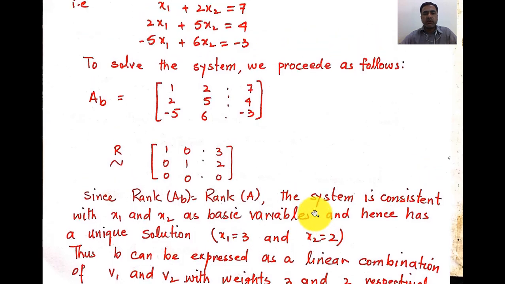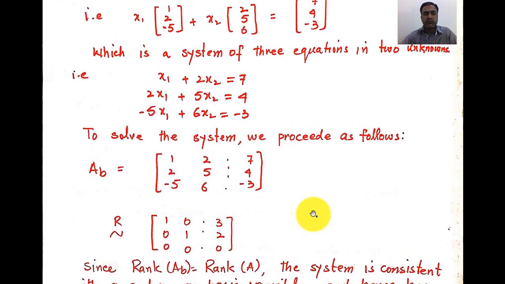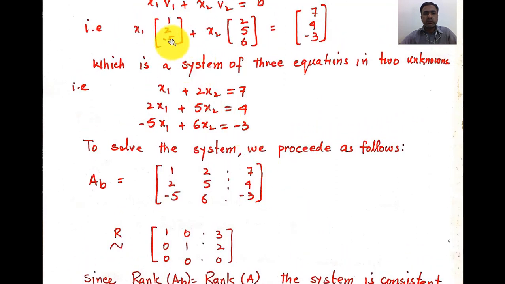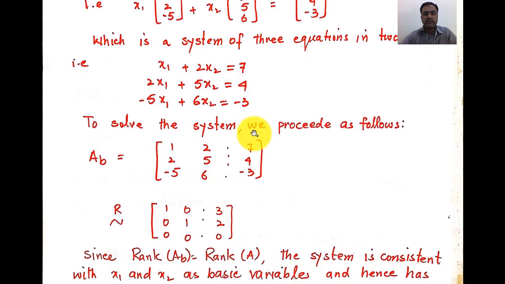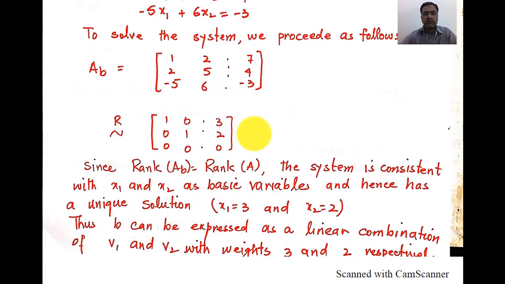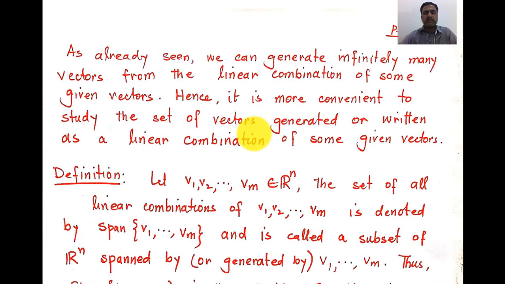Now, from this example, we can see that if we have these vectors (1, 2, -5) and (2, 5, 6), and we are asking whether (7, 4, -3) can be written as a linear combination of these two, then in forming the system, the augmented matrix has the first vector as the first column, the second vector as the second column, and the last vector B as the last column of my augmented matrix. And hence, we can simplify this further.